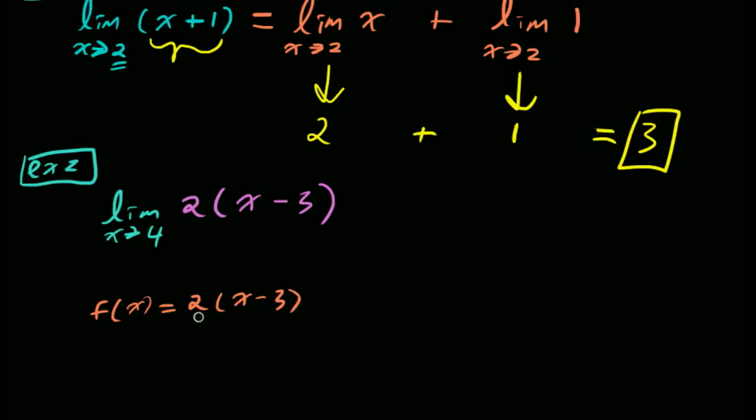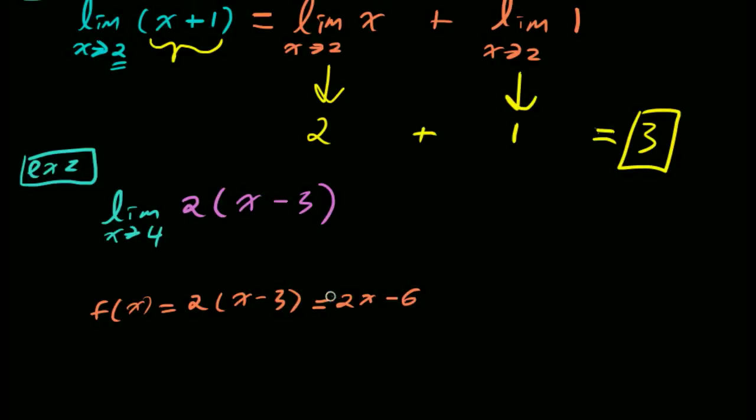If we were going to put this into slope-intercept form, mx plus b, so you could really easily and very obviously graph this function, you would probably multiply this 2 into these parentheses, right? And you would get 2x minus 6.